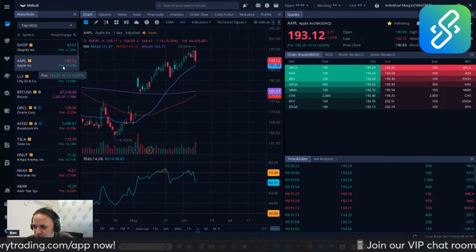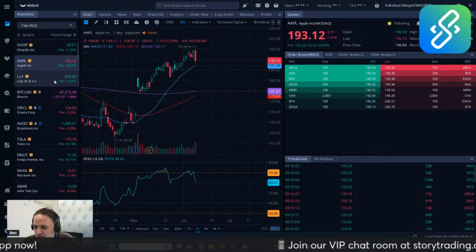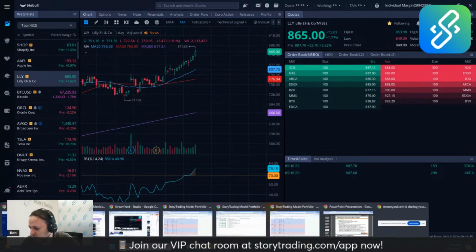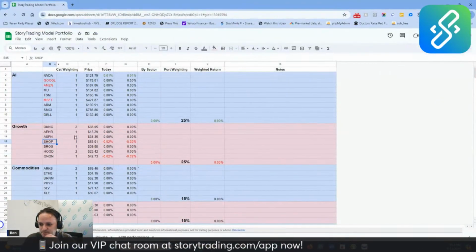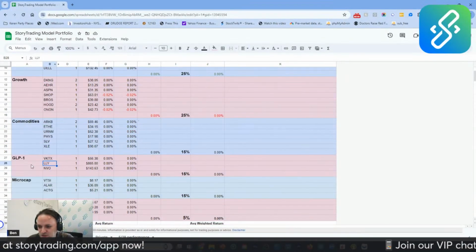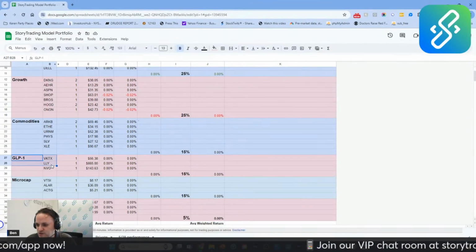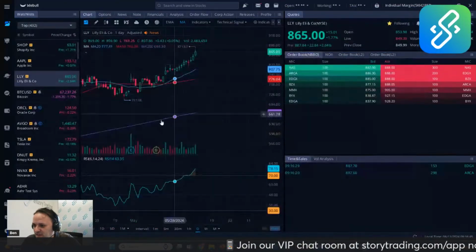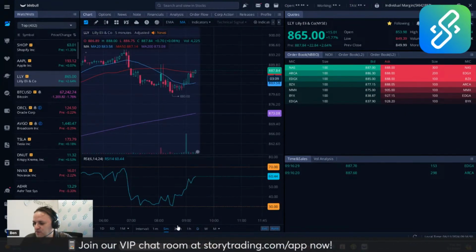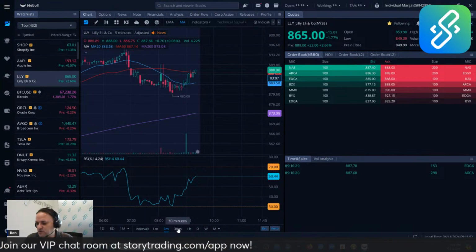So Shopify and Apple will definitely be in the top 5 today. Now, Lilly is in our model portfolio. Okay. We missed it as a trade idea, but we have it in our model portfolio right here with 5% exposure in our GLP-1 bucket. So we're enjoying the fruits of that. Yesterday, they got an advisory committee to approve an Alzheimer's drug.